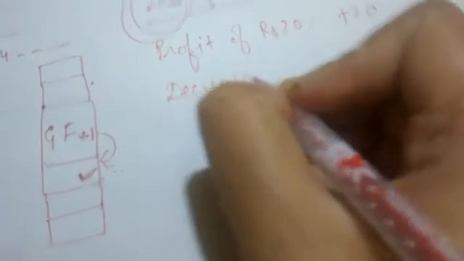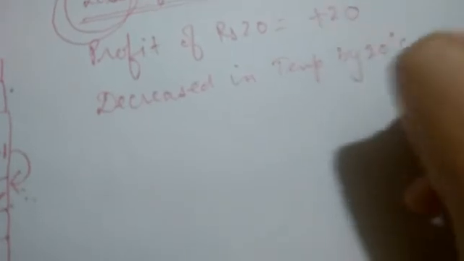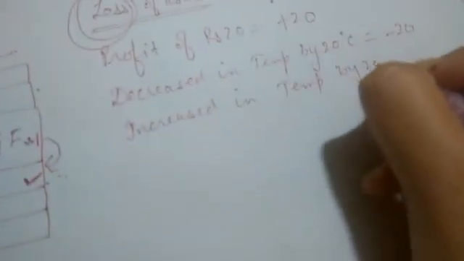Decreased in temperature by 20 degrees Celsius. Temperature is decreased, so -20. Increased in temperature by 20 degrees Celsius. Similarly, you have to write +20, as the temperature is increased. Get it? So in this way positive and negative integers are used.